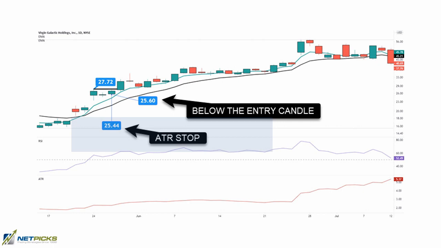On this chart here, it makes really no difference. Both stops were never challenged. It would just make a difference in terms of your position sizing. And I like the ATR because it takes into account volatility. And that's my choice for a proper stop location.